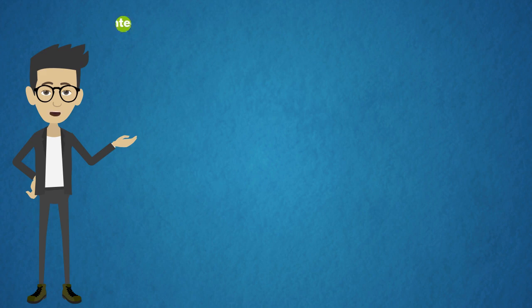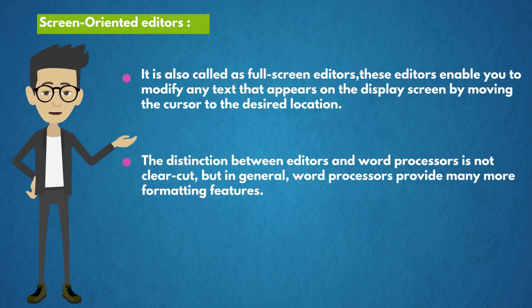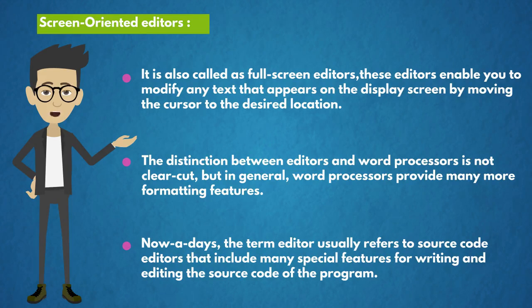And the second type of editor is screen-oriented editors. It is also called full screen editors. These editors enable you to modify any text that appears on the display screen by moving the cursor to the desired location. The distinction between editors and word processors is not clear-cut, but in general, word processors provide many more formatting features. Nowadays, the term editor usually refers to source code editors that include many special features for writing and editing the source code of the program.